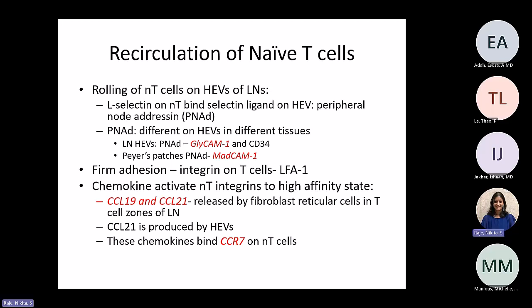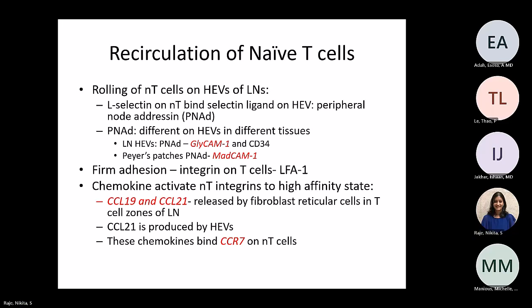Once that selectin-selectin ligand interaction occurs, the next interaction is integrins with their integrin ligand. The integrin ligand is LFA1, on the T cells. LFA1 will interact with ICAMs so that there is a firm adhesion between the T cells and the endothelial wall.